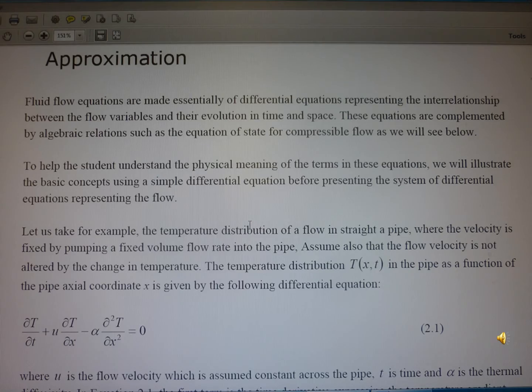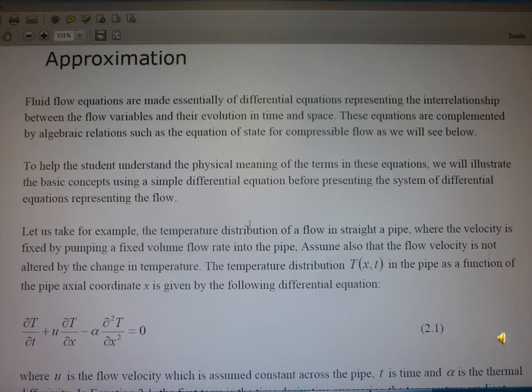We can write down the fluid flow equation essentially as a differential equation representing the interrelationship between the flow variables and their evolution in time and space. These equations are complemented by algebraic relationships such as the equation of state for compressible flow. So in this case, we take the example of the temperature distribution of flow in a straight pipe, where the velocity is set by the pumping, which sets the volume flow rate into the pump.